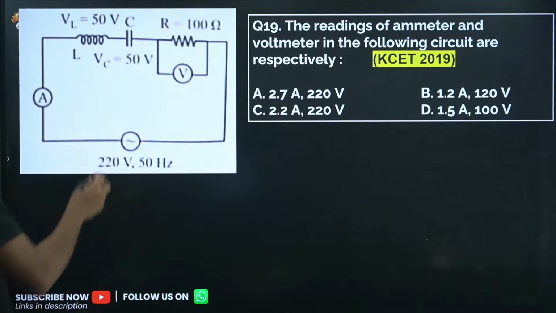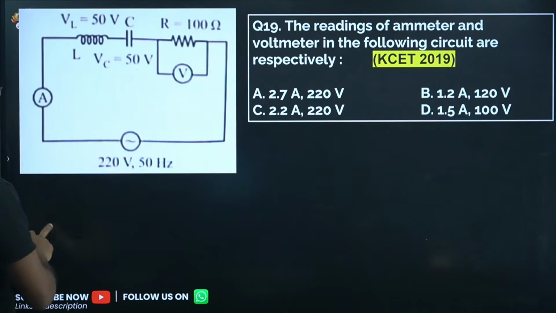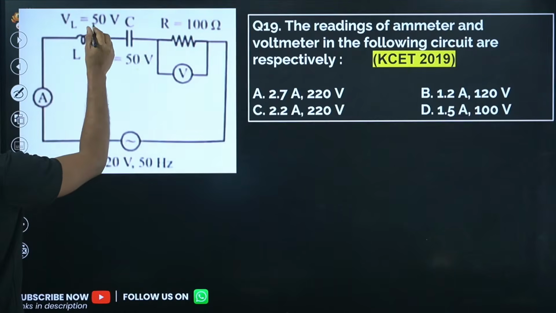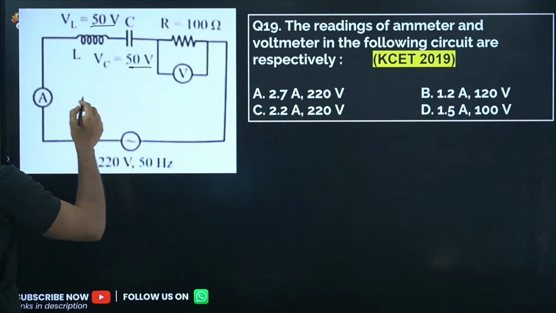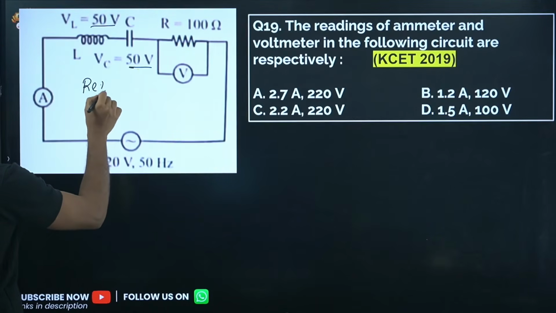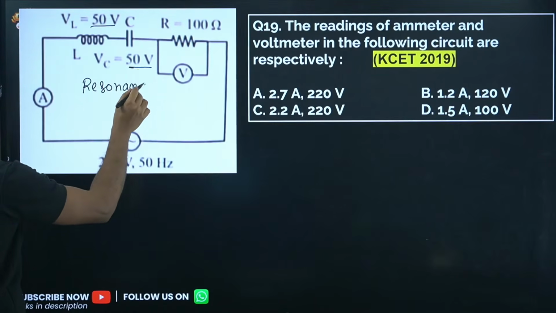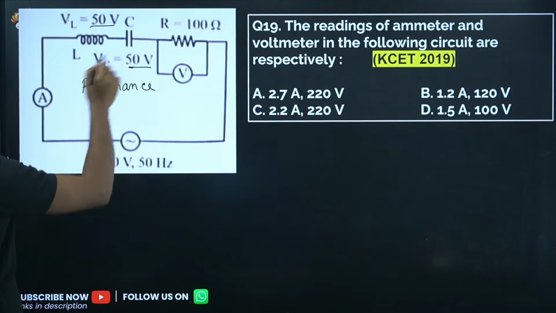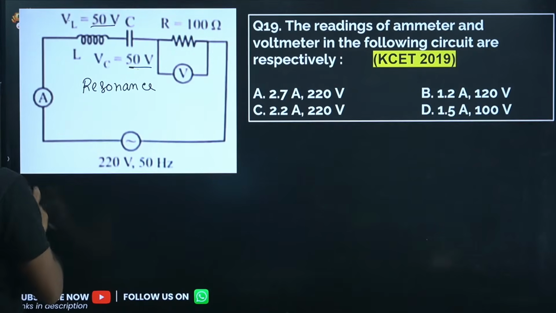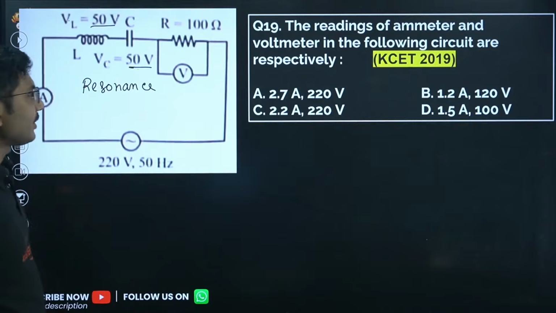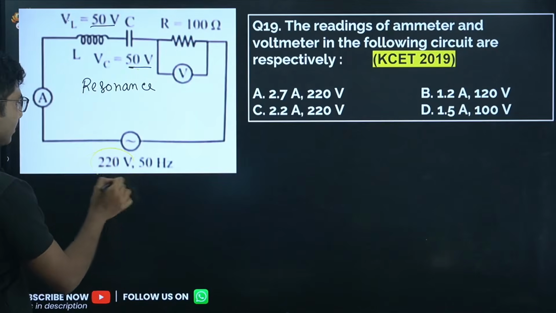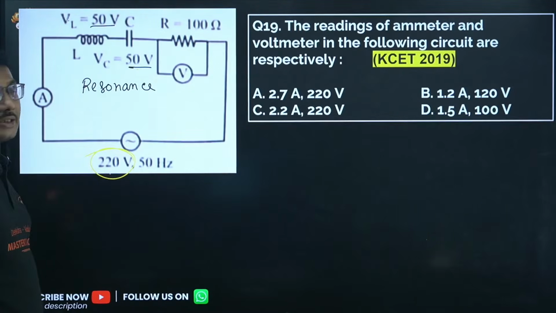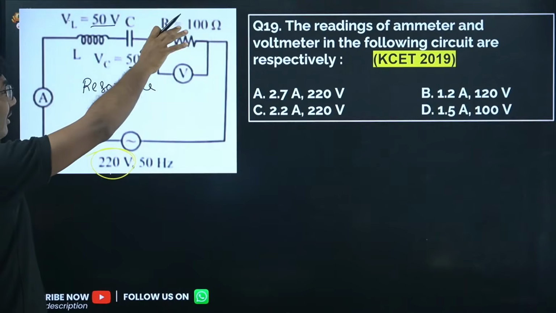Okay, so what is the meaning of 50 volt, 50 volt? Again, this is a resonance based question. When VL and VC are the same, the circuit is in resonance. So if the circuit is in resonance, the entire voltage of the source is actually applied across the resistor. They do not have a net voltage across them.